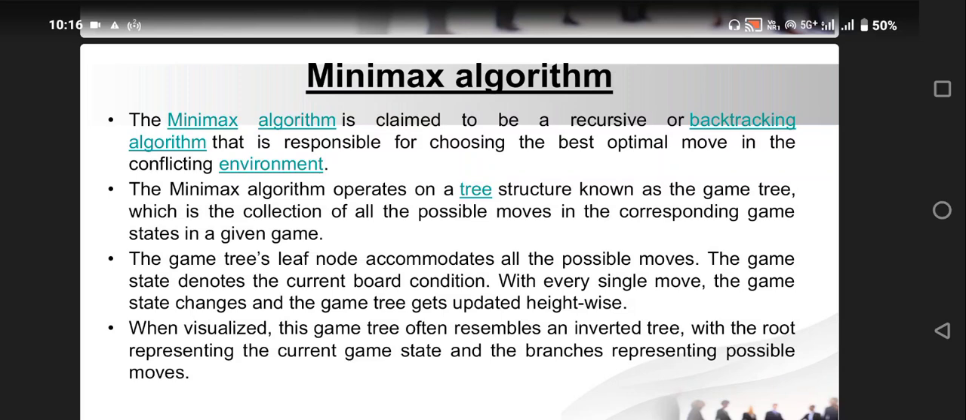the conflicting environment. The min-max algorithm operates on a tree structure known as the game tree, which is the collection of all the possible moves in the corresponding game states in a given game. The game tree's leaf node accommodates all the possible moves. The game state denotes the current board condition. With every single move, the game state changes and the game tree gets updated height-wise. When visualized, this game tree often resembles an inverted tree with the root representing the current game state and the branches representing possible moves.